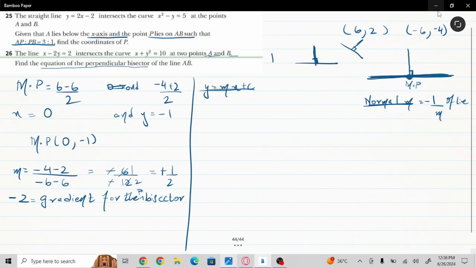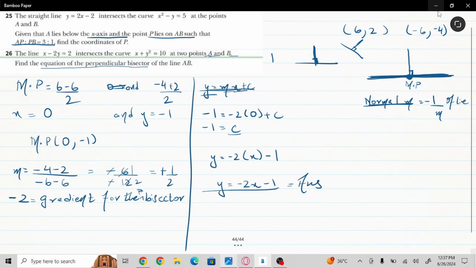We take the y value of the midpoint, because the bisector divides the line into two. So negative 1 is equal to, we have the gradient negative 2, the x value which is 0, plus c. First we have to find c. So minus 1 is equal to c, because negative 2 multiplied by 0 is 0. So we write y equals negative 2x plus, instead of c, negative 1. That's the equation for the bisector: y equals negative 2x minus 1. This is the equation for the perpendicular bisector.